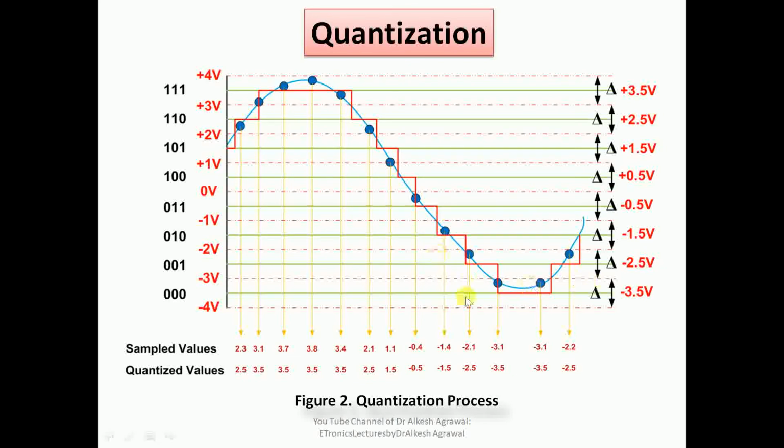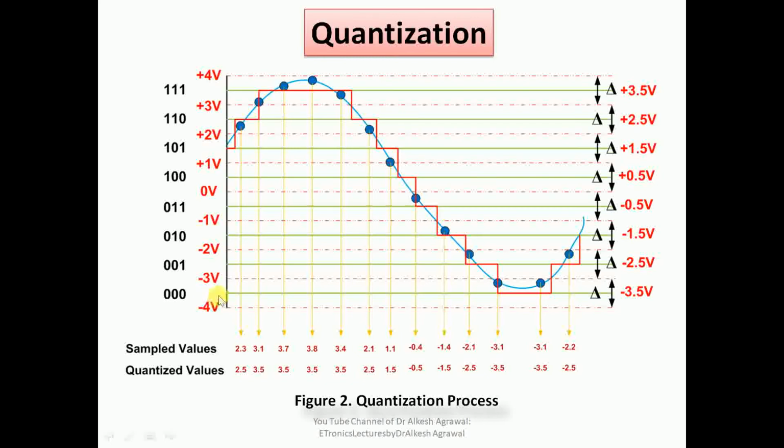Before defining the quantization process, we first have to understand certain basic concepts. You can see these red dotted lines. The first red dotted line is at minus 4 volt, then at minus 3 volt. This region is the first step size. How do we define the step size, delta? The step size delta is defined as VH minus VL upon the number of Q levels, where VH is plus 4 volt and VL is minus 4 volt.